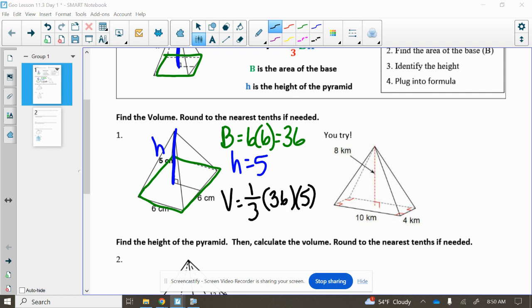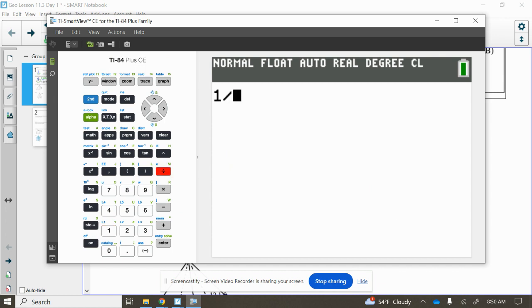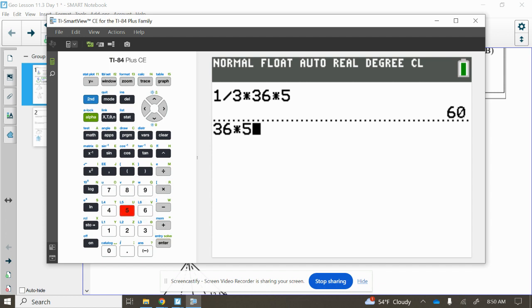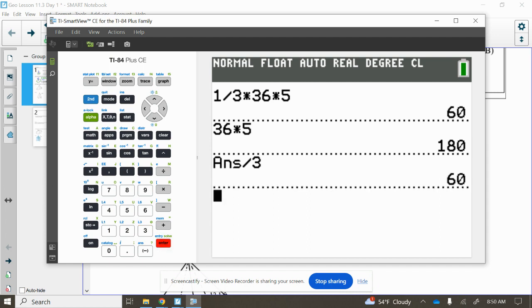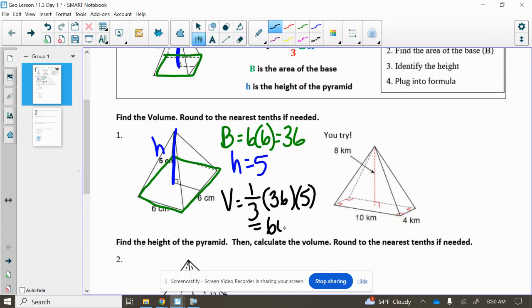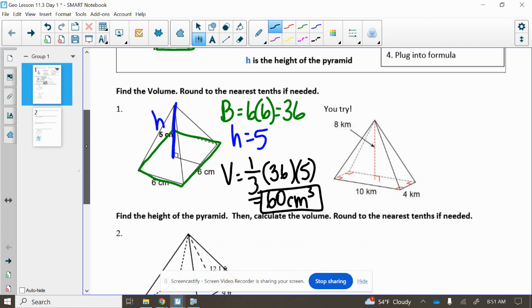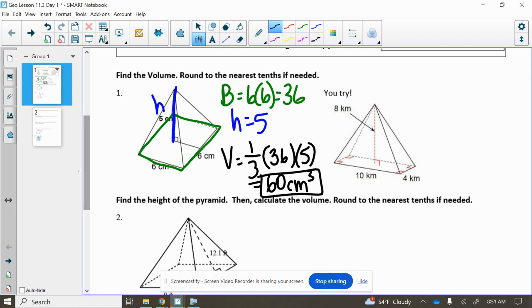So when it comes to typing this in the calculator, you can type 1 divided by 3 times 36 times 5 to get 60. You could do area of the base times the height and then divide that by 3. You're still getting 60. Either way, you get 60 cubic centimeters as our volume. There is one then for you to try. This time you are finding the volume of the rectangular pyramid.